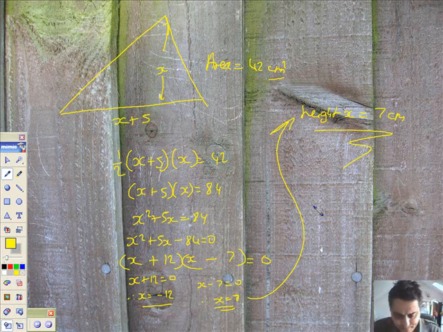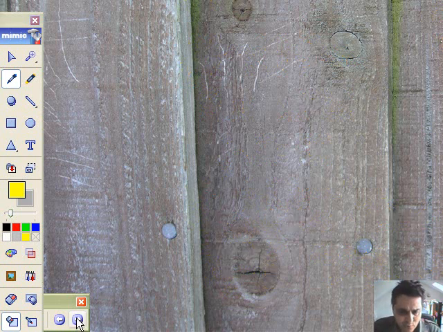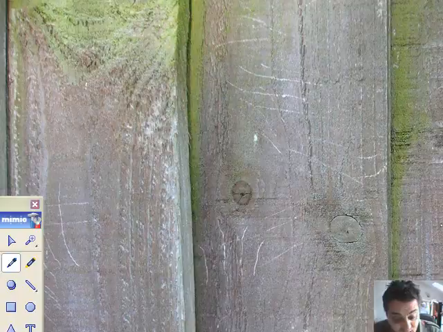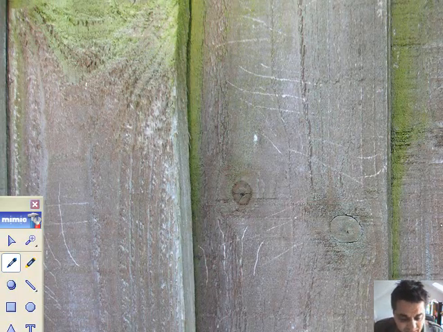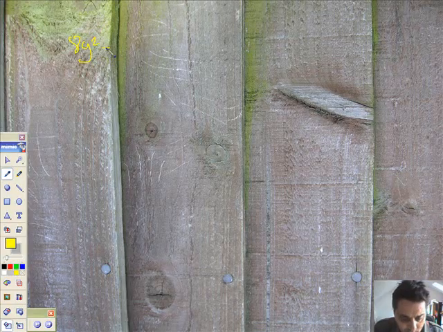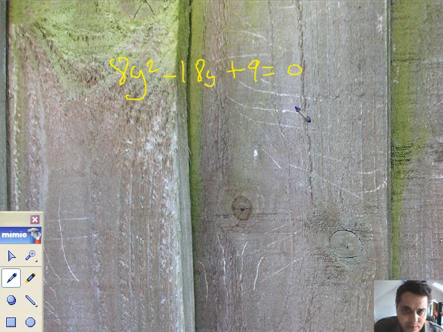Question 3, that I might pause to do some more challenging ones. So question 3, I've got to solve these. We're into grade A and A star now. Let's just pick B for example. I've got 8y squared minus 18y plus 9 equals 0. No common factors, just got to get on and solve it. We'll factorize it first and then we'll solve, alright?